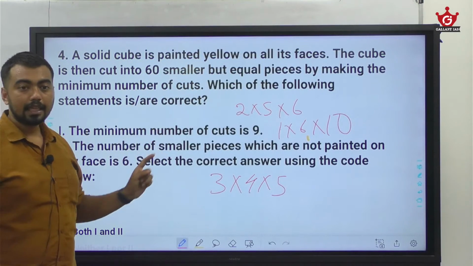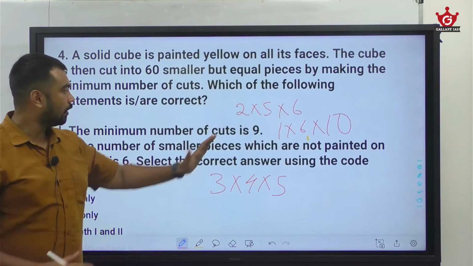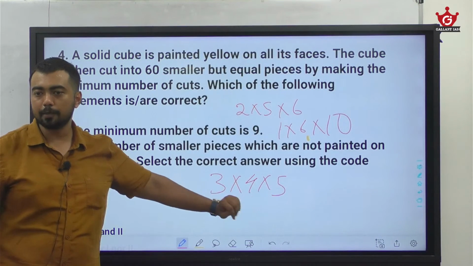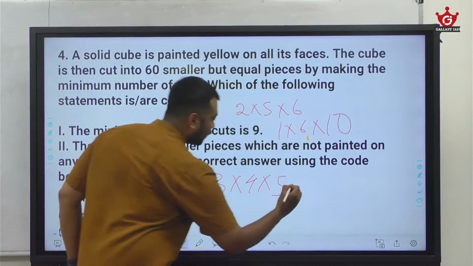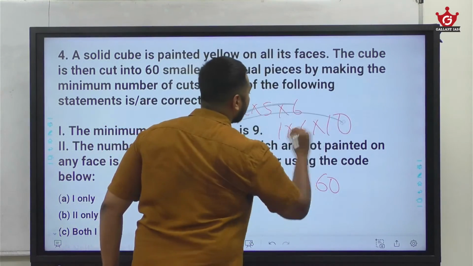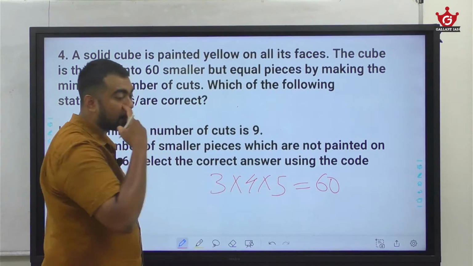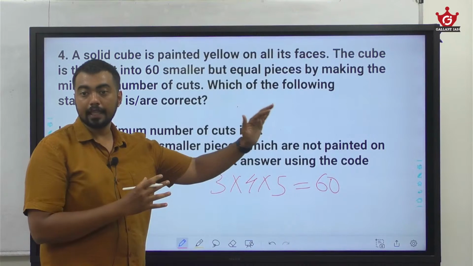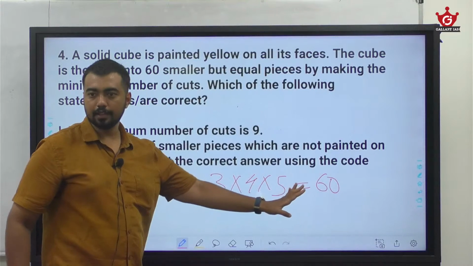But there is a condition: x, y and z should be as close as possible to each other. So in all these, which are the 3 numbers that are as close as possible to each other? 3 into 4 into 5, which is equal to 60. We still have not arrived at the answer. We are making certain assumptions in order to arrive at the answer.